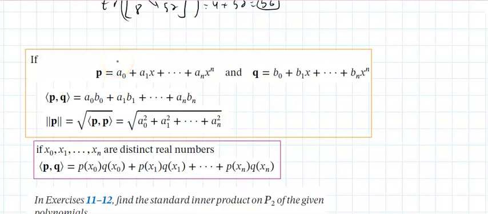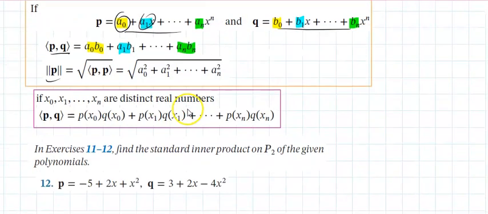If you're doing two polynomials of the same degree, PQ will simply be the inner product on the matching coefficients. So you know the constant, and the magnitude of P, if you just square all the components. If you're evaluating those P and Q at x naught, well, evaluate it at x naught and do the same exact thing. Apply the constant, the linear, and go on all the way up.